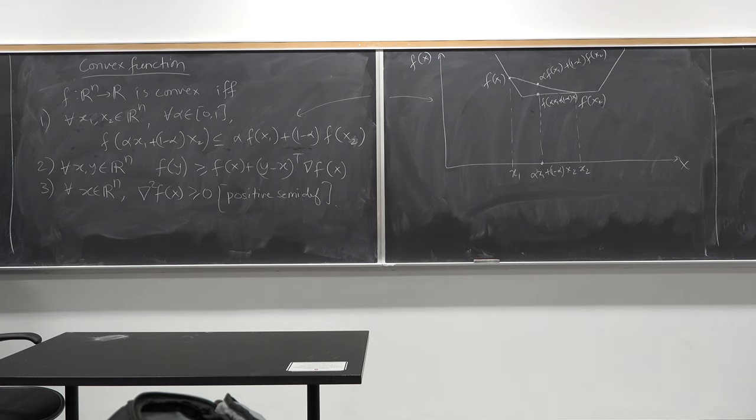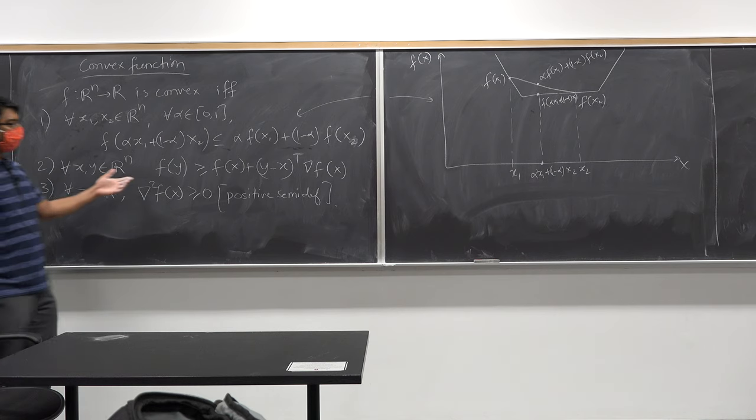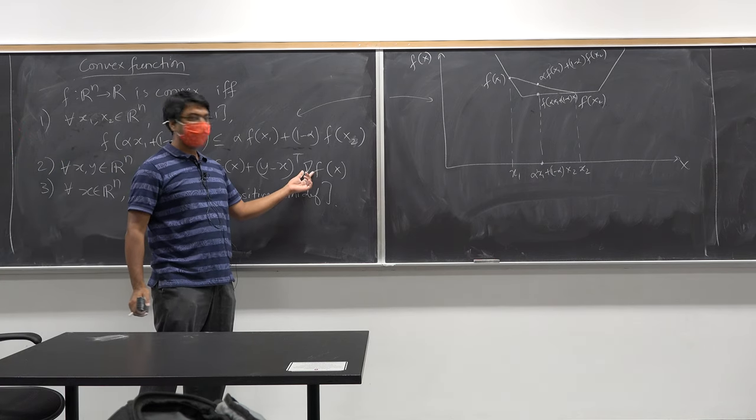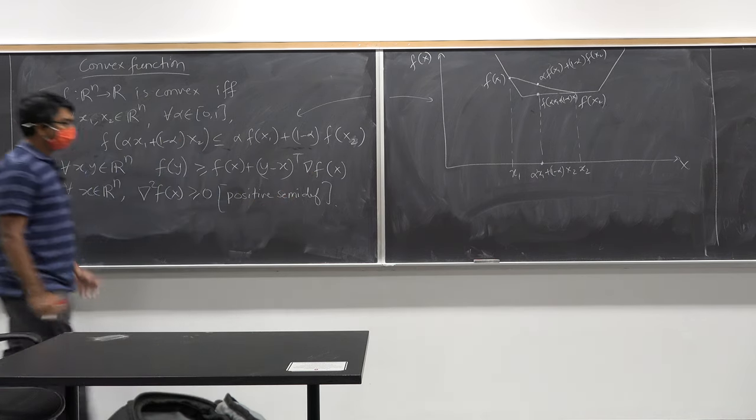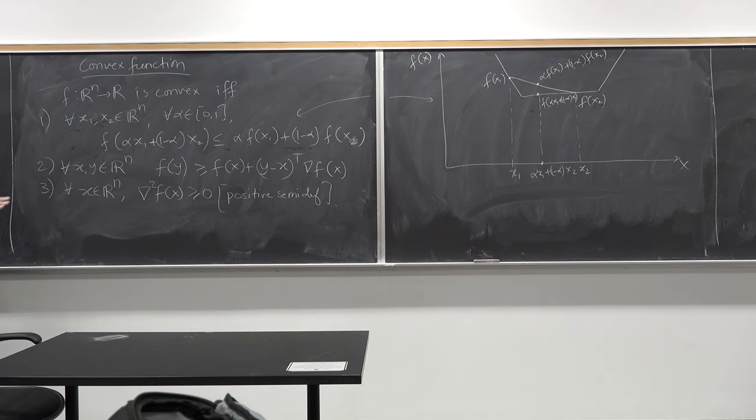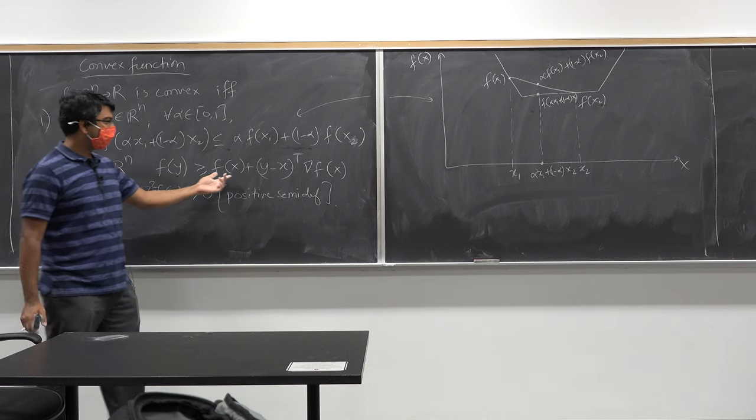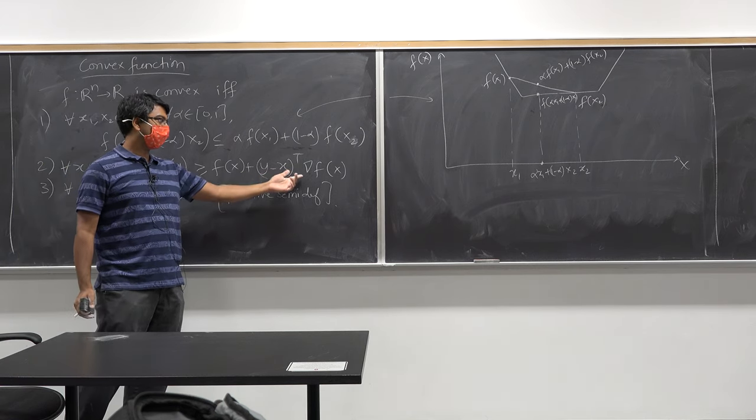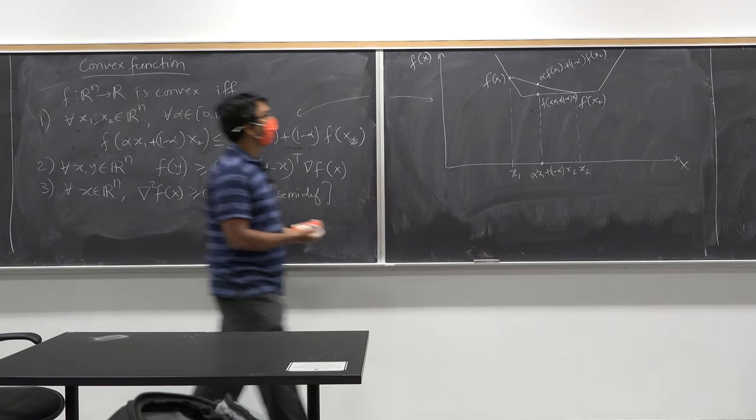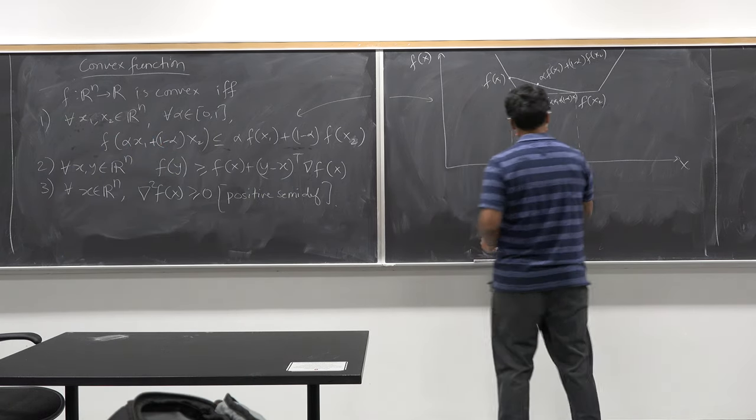The second way to guarantee that a function is convex or not is for situations where the function can be differentiated once. Okay? So if your function can be differentiated once, then for every x and y in Rn, you have to check that f(y) should be greater than or equal to f(x) plus (y minus x) transpose gradient of f(x). Let me show you what that looks like.